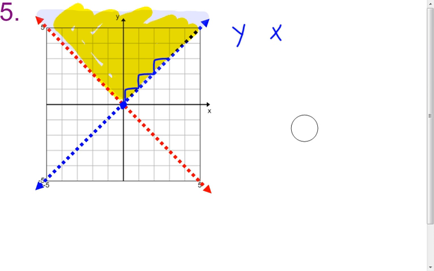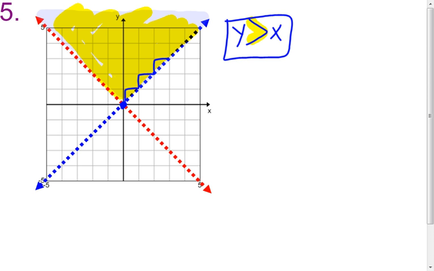Okay? Then what I want to realize is that it is shaded above the blue line. Because it's shaded above the blue line, I would want to make a greater than symbol. And it is dotted, so I do not need to underline it. So there's one equation right there.